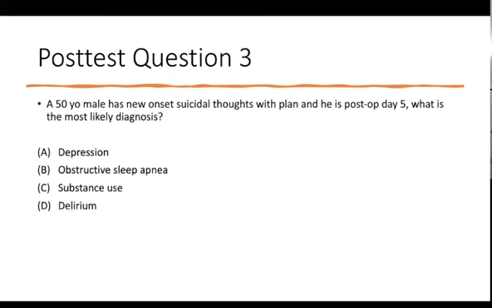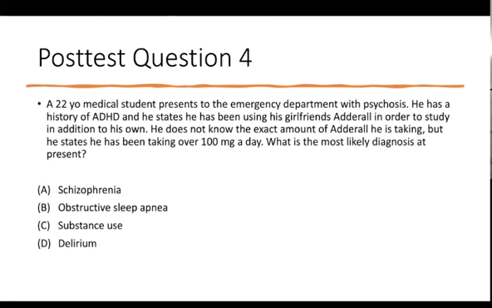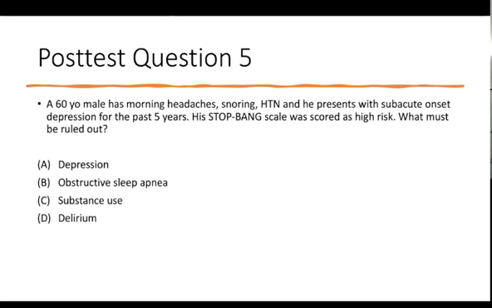A 50-year-old male has new onset suicidal thoughts with plan, and he is post-op day 5. He was just in the hospital. He just got cut into. This is delirium until proven otherwise. A 22-year-old medical student presents with psychosis. He has ADHD. He's misusing substances. He's using prescription medications that weren't prescribed to him. We just learned that that is a positive screen for substance use, right? So he just screened positive for substance use. So we need to make sure that it's not that.